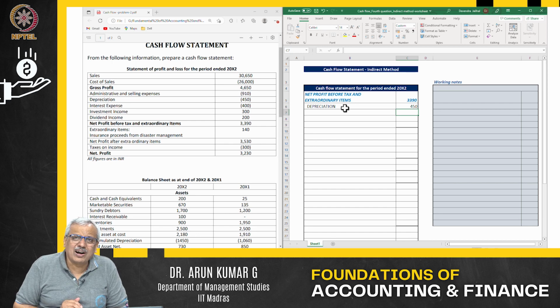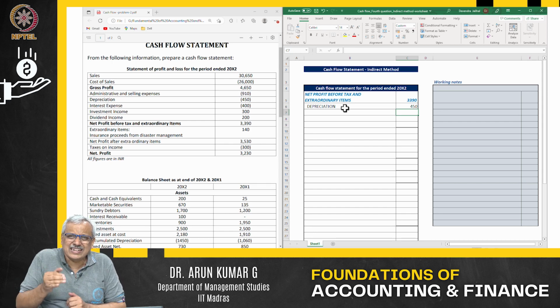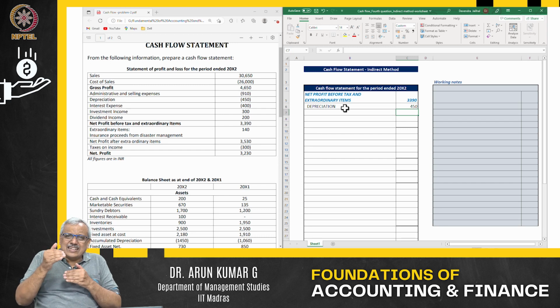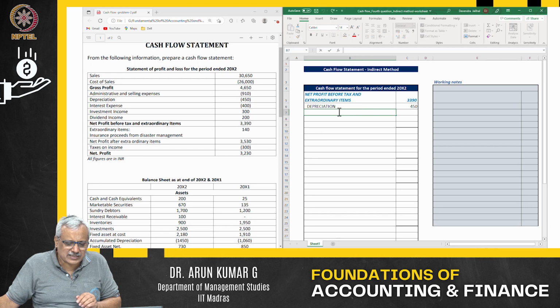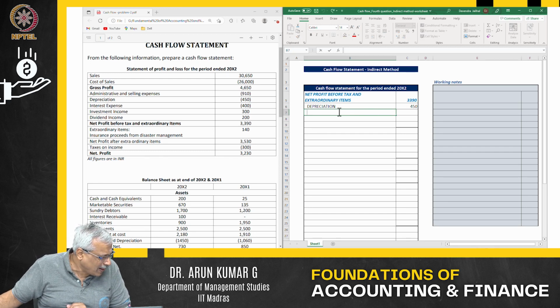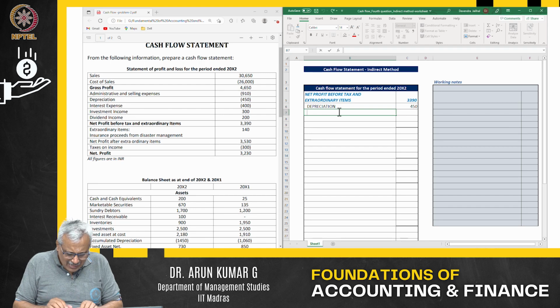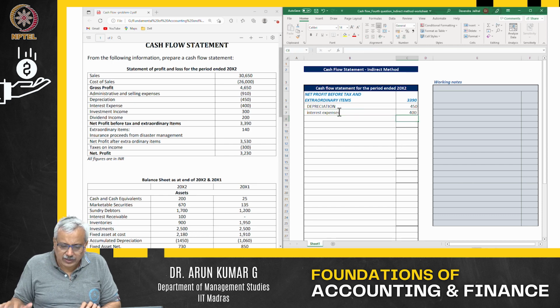I will reduce all the income and expenditure which do not pertain to the core operations. Let us see interest expenditure. Interest expenditure arises because of a financing activity. So, what I am doing is adding back that expenditure, because I have deducted it and arrived at a profit. Interest expense does not pertain to operations, so I am adding it back, that is about 400.